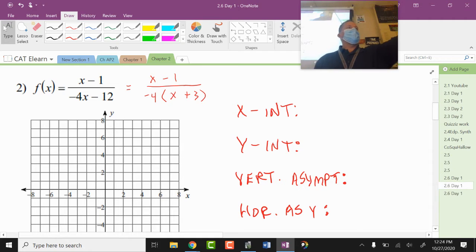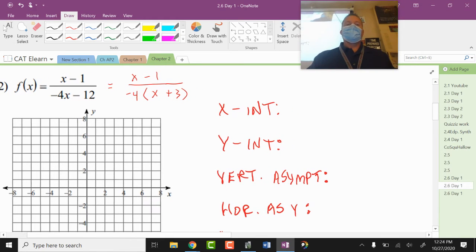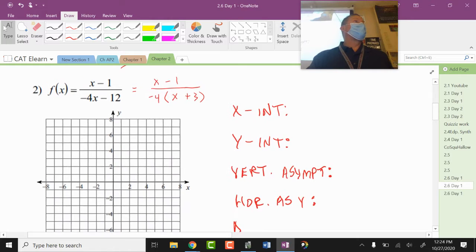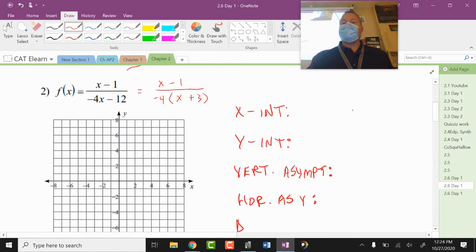Okay, now I have a question. How do you find an x-intercept for any equation? What do you plug in? Y, correct. You plug in the 0 for the y.